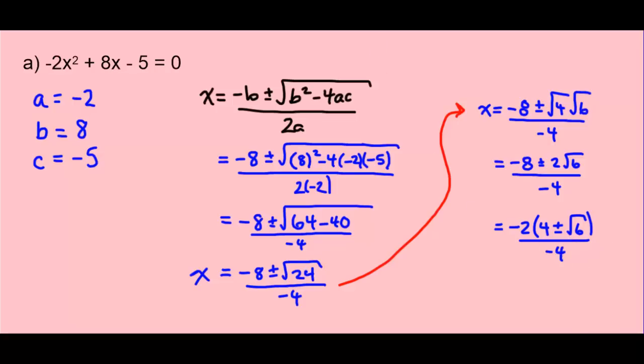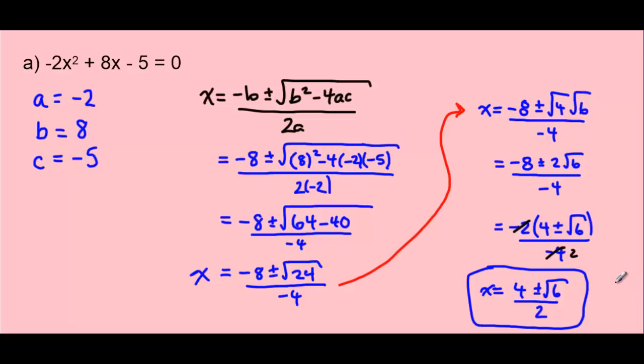So now look what we can do. We can reduce this negative 2 and negative 4 by dividing a negative 2 from each, and we're just left with 2 here on the bottom. So we have this final answer where x will equal 4 plus or minus root 6 all over 2. And this is our exact answer. And in fact, it gives us two solutions. One solution that uses the plus sign, so 4 plus root 6 all divided by 2, and one solution that uses the minus sign, 4 minus root 6 all divided by 2.